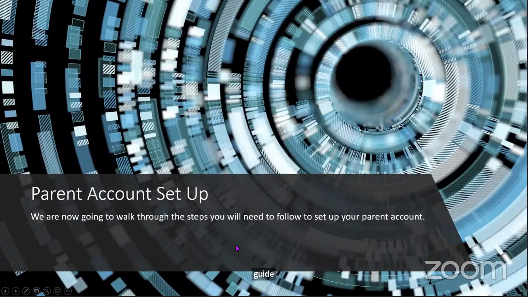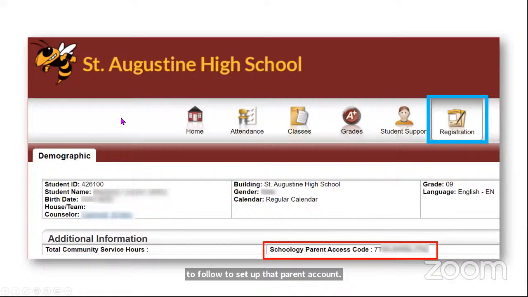Next, we're going to talk about setting up your parent account. We're going to walk through the steps that you'll need to follow to set up that parent account. Your first step is to log into your Home Access Center or HAC account.